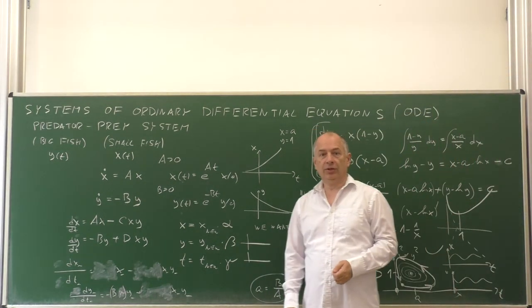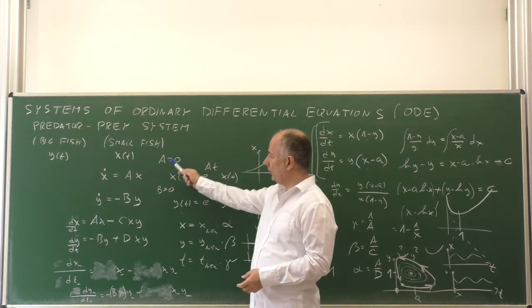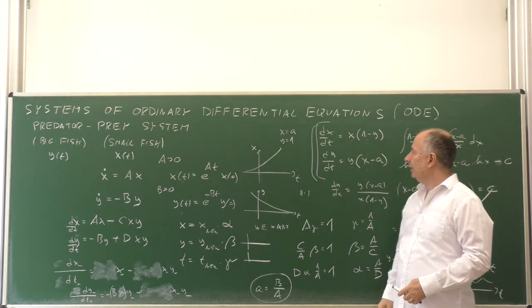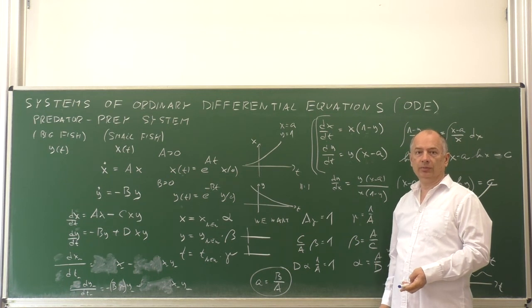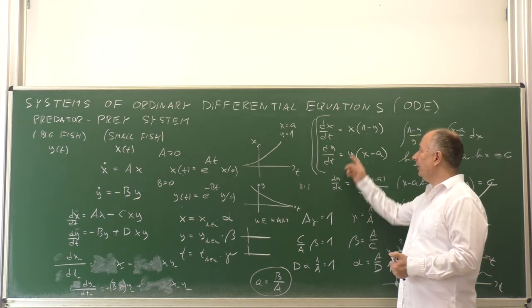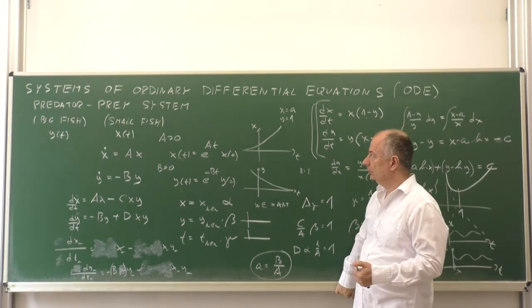In the previous section, we were talking about the predator-prey system, and after some rescaling, we derived two differential equations that describe this biological system. It is important to note that this differential equation describes also a chemical system.